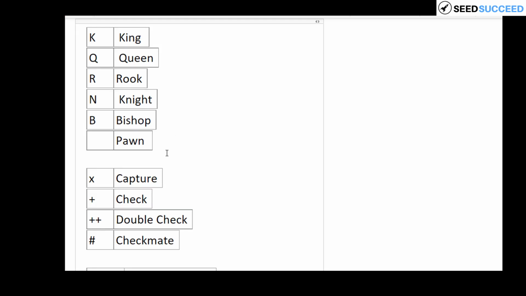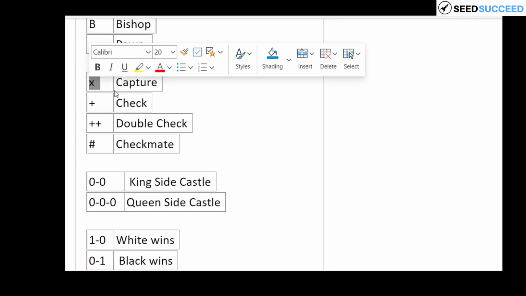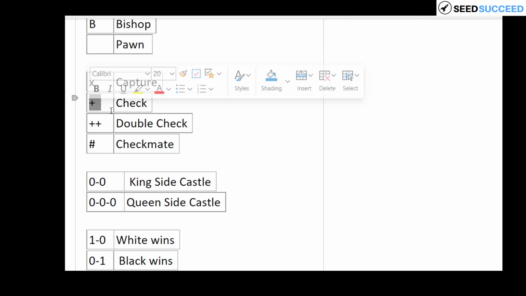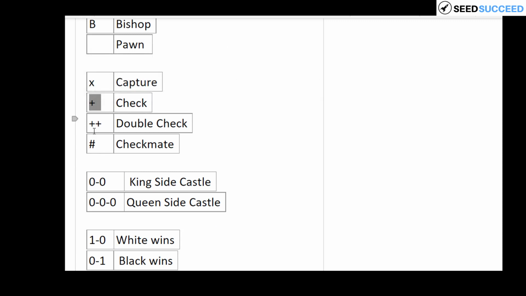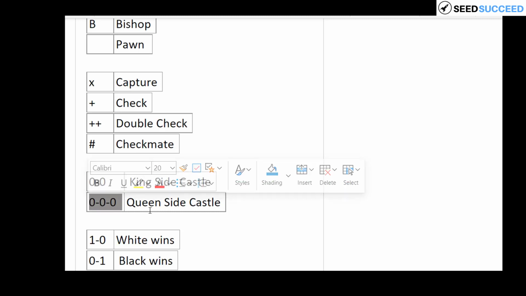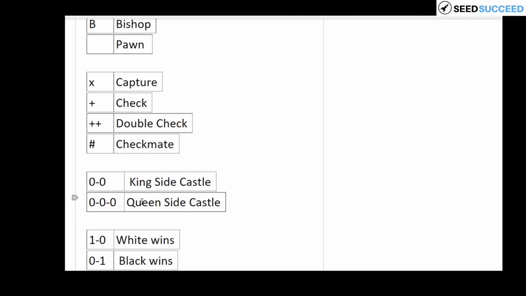So we'll go through this. The cross symbol represents capture. If you see a plus sign, that would be a check, and a double plus sign would be double check, and then hashtag refers to checkmate. To note down the kingside castle or the short castle, you just write O-O, so it is referred to as double O. And then to note down the queenside castle, we write three O's, which is triple O. So we write like this, O-O-O. This is how the castling move is recorded.